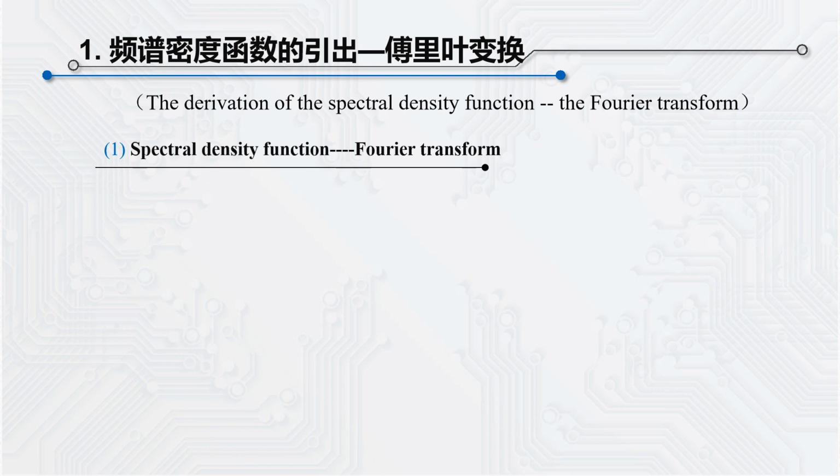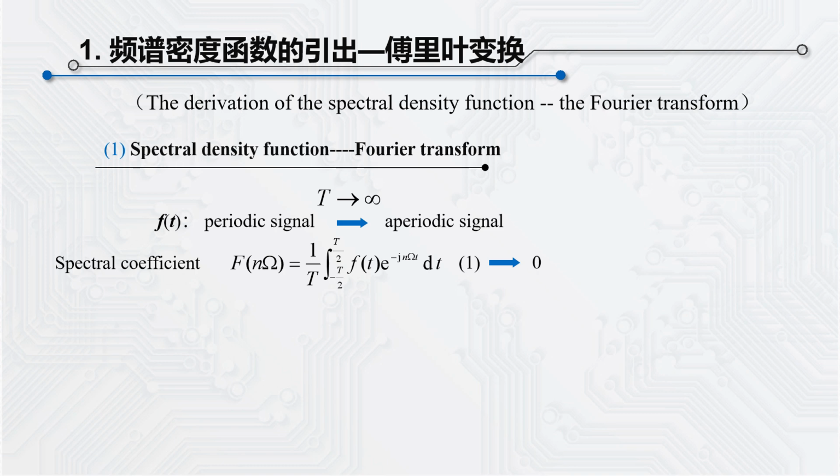In the first knowledge module, we have learned the definition of periodic signal and aperiodic signal. For a periodic signal f(t), when its period T approaches infinity, it becomes an aperiodic signal. When discussing the spectrum of a periodic signal in the previous section, the spectral coefficient of a periodic signal was expressed by Formula 1. When T approaches infinity, obviously its spectral coefficient is close to zero.